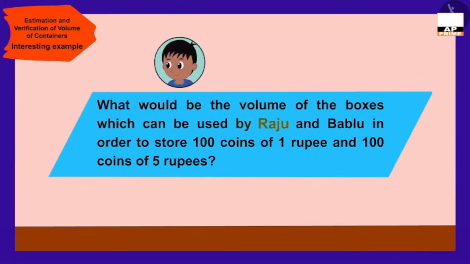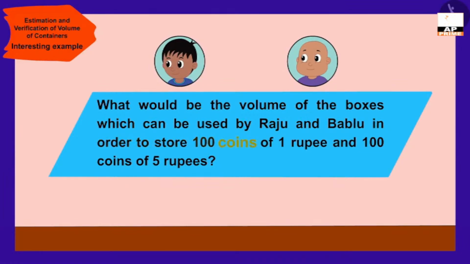Children, can you now find out what would be the volume of the boxes which can be used by Raju and Bablu in order to store 100 coins of 1 rupee and 100 coins of 5 rupees? If you wish, you can stop this video and think of the answer.